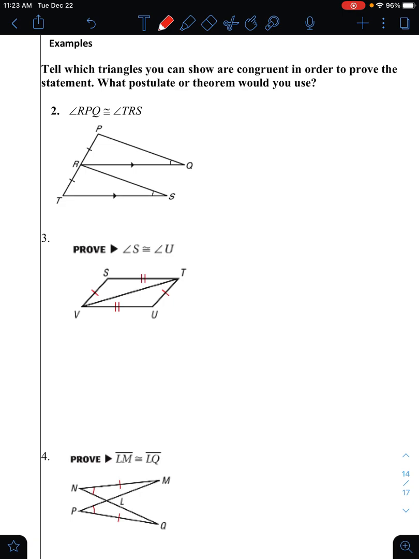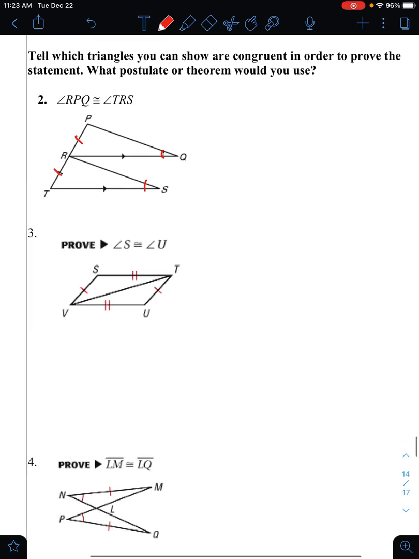Okay, I see a set of angles. I see a set of sides. All right, I have parallel lines. So I'm going to be able to grab my corresponding angles here. And so my triangles I'm going to prove congruent, I'm going to call the top one PRQ. It's congruent to RTS, and we were able to use angle, angle, side, AAS.